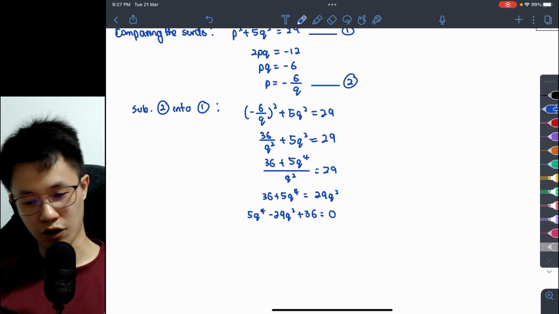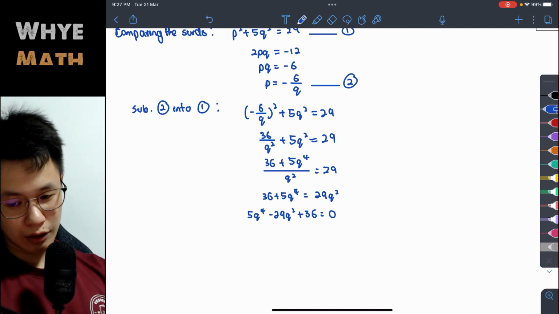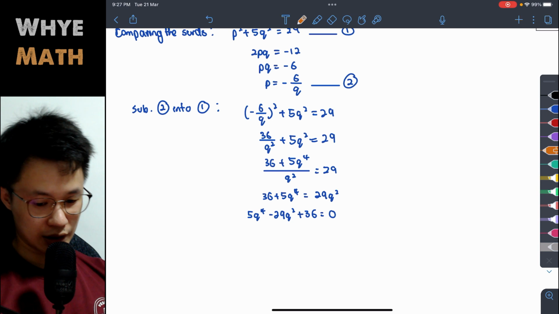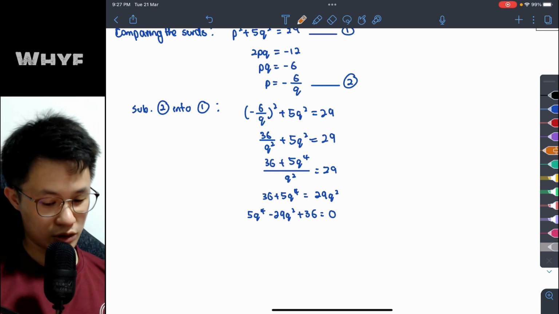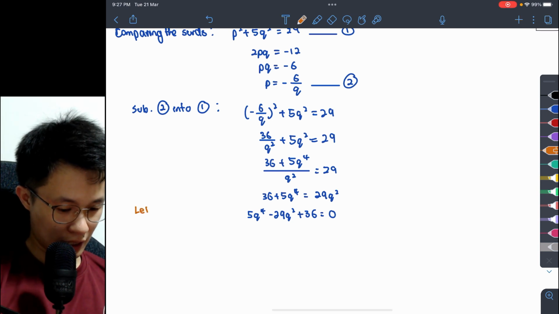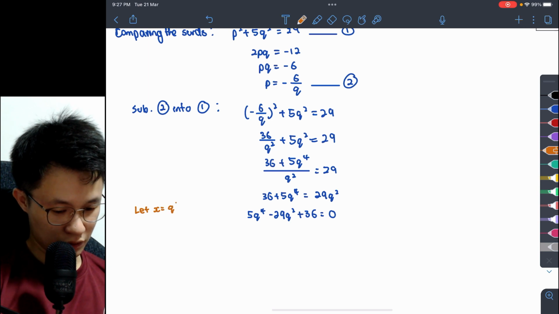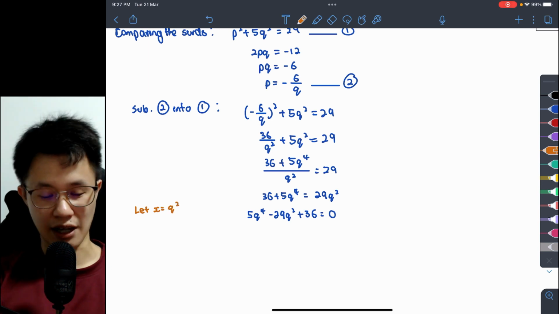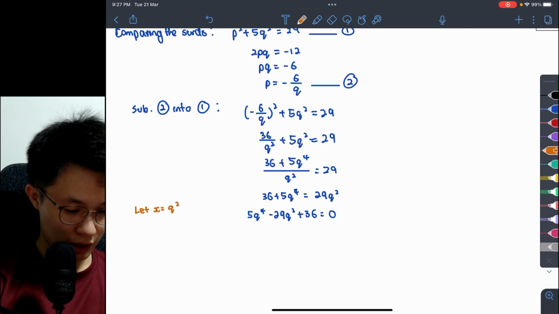Seems quite unsolvable. You have not learned how to solve anything higher than the power of 2. But in fact, I will just show you a little trick to this whole thing. I'm going to let x be equal to q to the power 2. So let's write this expression in terms of this.